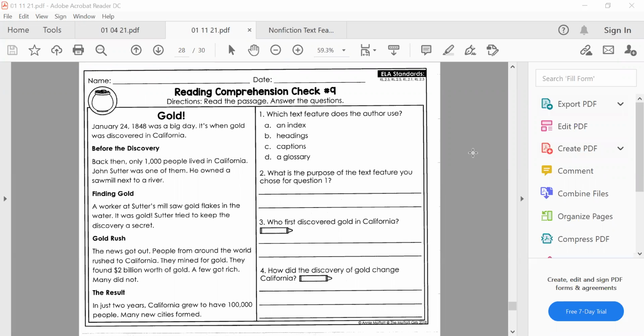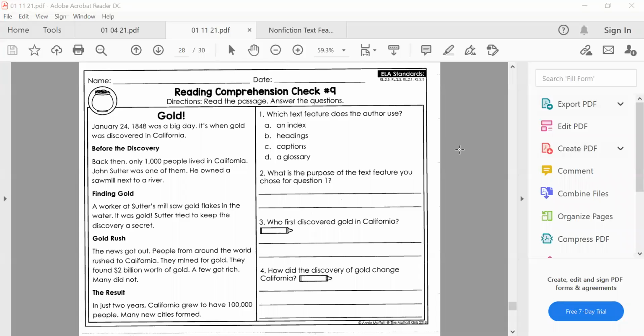I'll be doing the reading comprehension check number 9 with you. Directions. Read the passage, answer the questions. Now, it's always a good tip to go ahead and read the questions before you read the passage, just so you know what you're reading for.